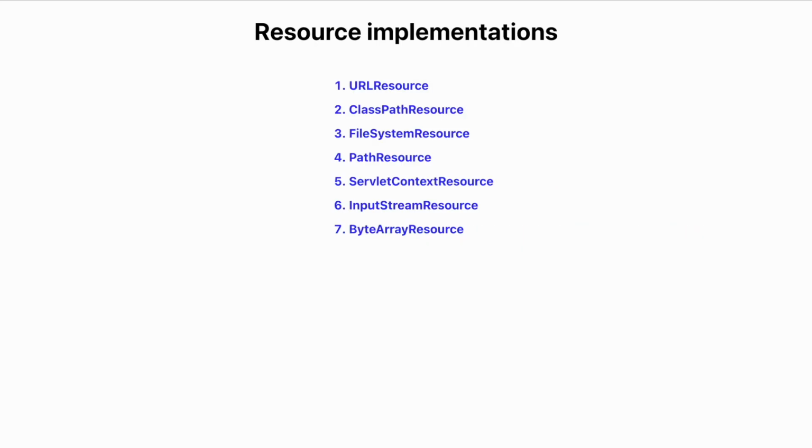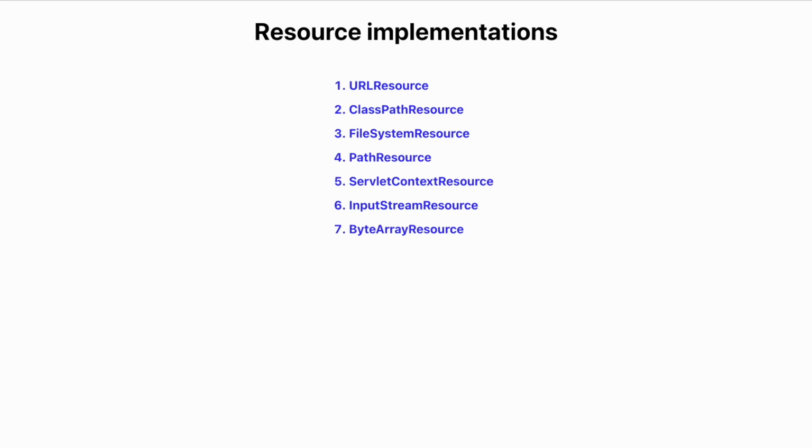Some of the built-in resource implementations. URLResource wraps a java.net.URL and can be used to access any object that is normally accessible with a URL, such as files, HTTPS, FTP, and others. URL resources have standardized string representations used to distinguish one URL resource from another, for example, ftp:, file:, and https:.